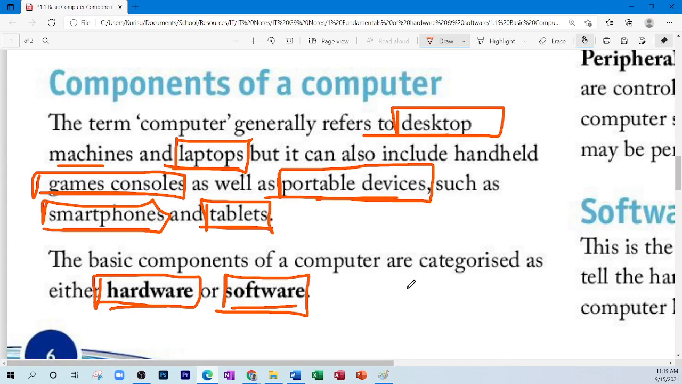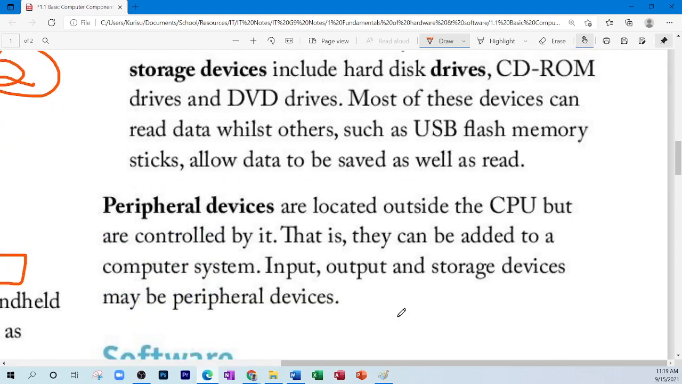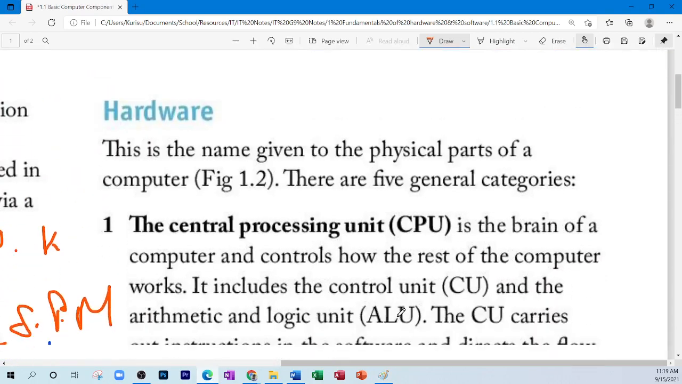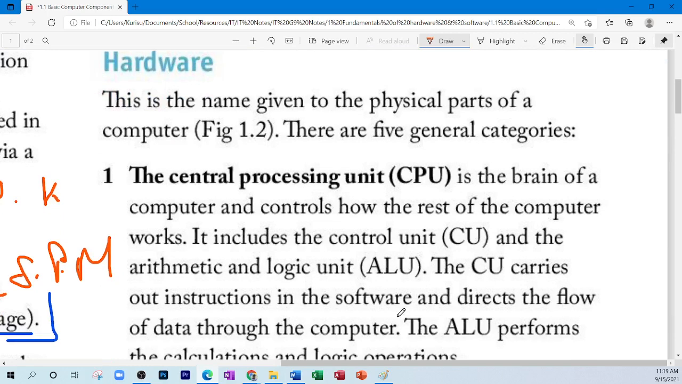Back to the PDF. So we look at the first category. The first basic category. What is hardware?